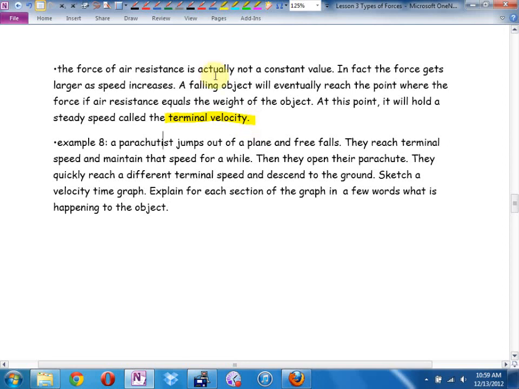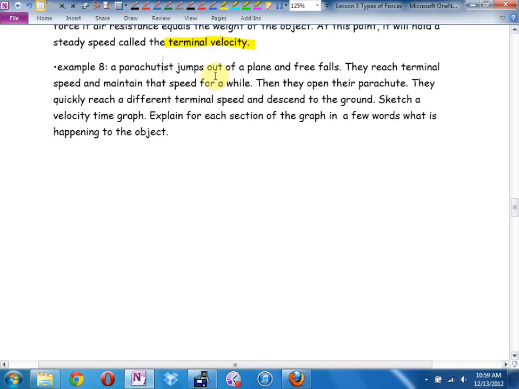Example 8, last one. Parachutist jumps out of a plane and free falls. They reach terminal speed. They maintain that speed for a while. They then open their parachute. They quickly reach a different terminal speed, and then they descend to the ground. Sketch a velocity time graph. Okay. By the way, I said speed, not velocity, because technically everything should be negative, but I don't want to draw something below the x-axis, so we're just going to look at speed.